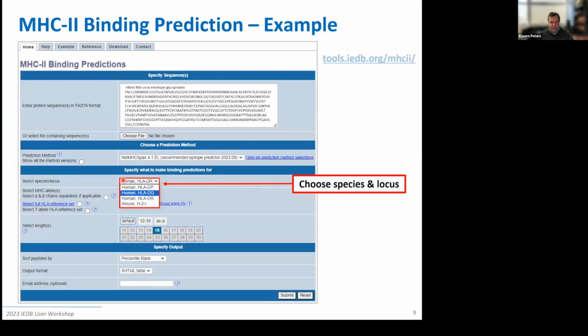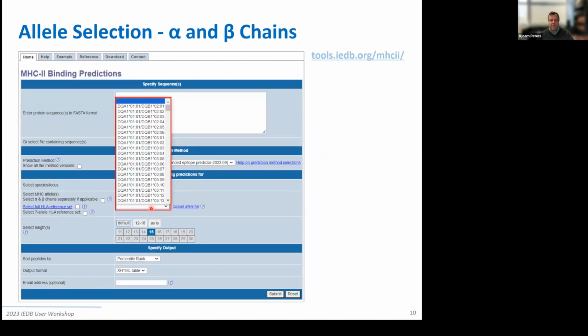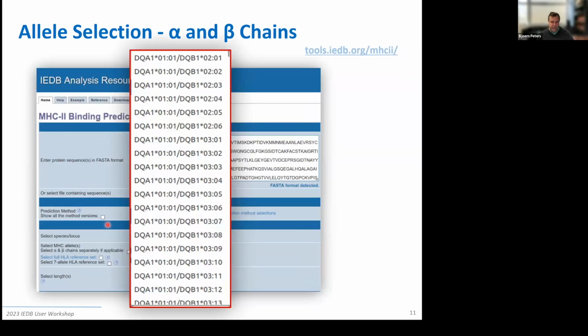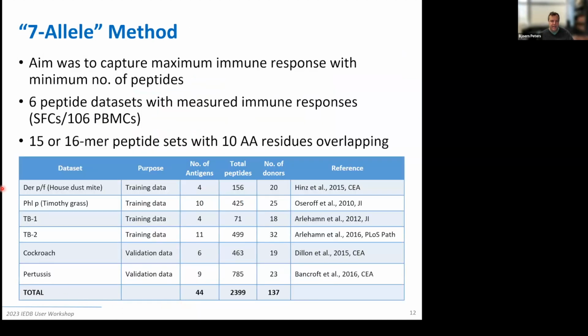The next thing that you choose in here is the allele selection that we have in our legacy site. You first select the species and locus, and once you have that, you can then choose from a list of available alpha beta chains for that locus that you have selected. Note that you have the ability to select the 7 allele reference set or the full reference set as well. So this is just highlighting what you're selecting, and the 7 allele method.